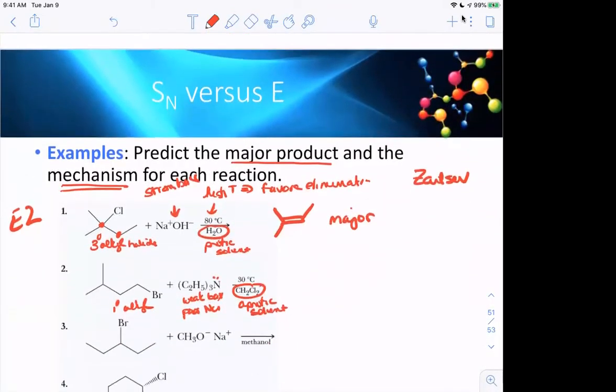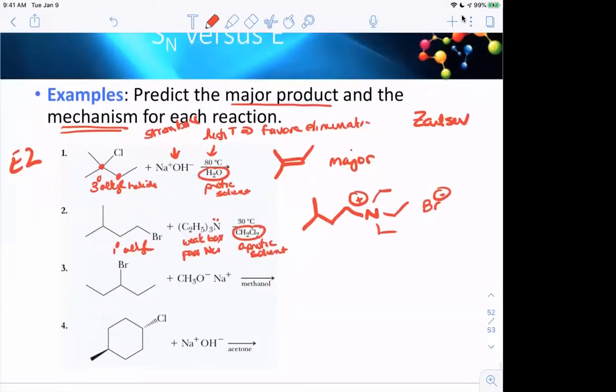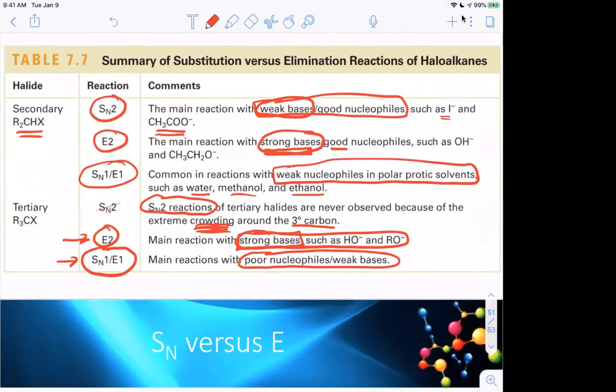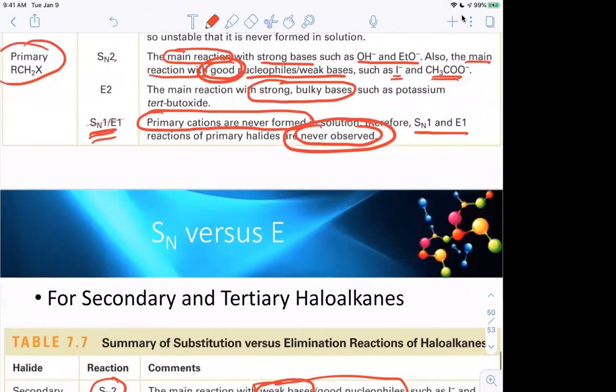So what I'm going to get here is going to be this quaternary ammonium salt because it's such a weak base. It's actually a poor nucleophile though, so that one's a little dicey. It's just amines are very weak bases, so I'm going to go with this answer. So this is going to be, what did I say? With the primary, it's going to be SN2.